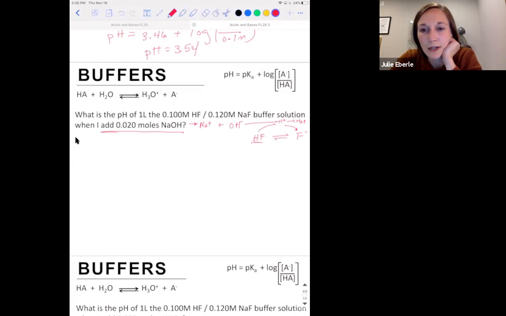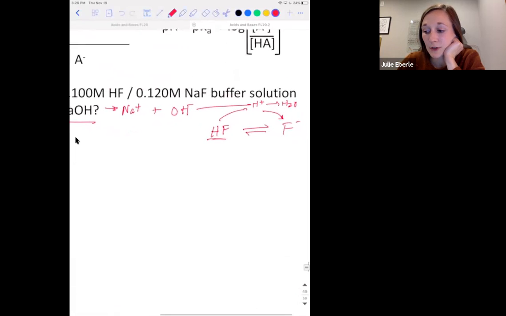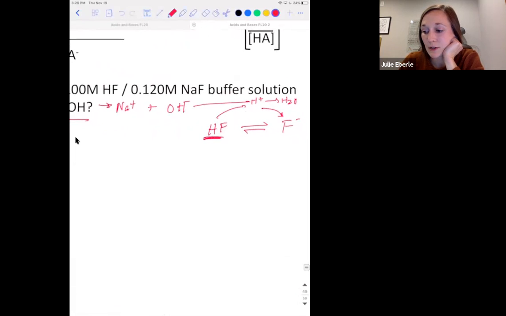That's how we're going to neutralize NaOH. So the concentrations of these things, we know the initial concentrations, but they're going to change. We're going to use up some of our weak acid, and we're going to make more of our conjugate base. So guess what? The concentration of this is going to go down. We're going to need to use some of it, and we're going to make more F minus. So the concentration of this is going to go up.